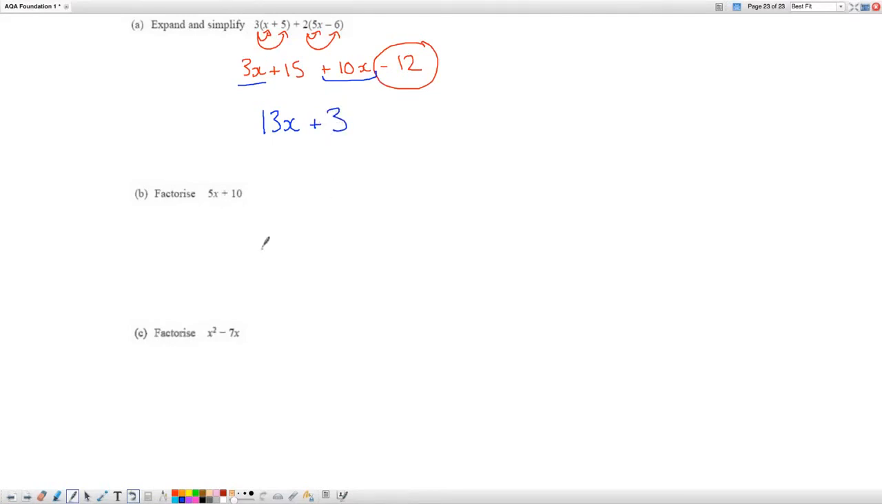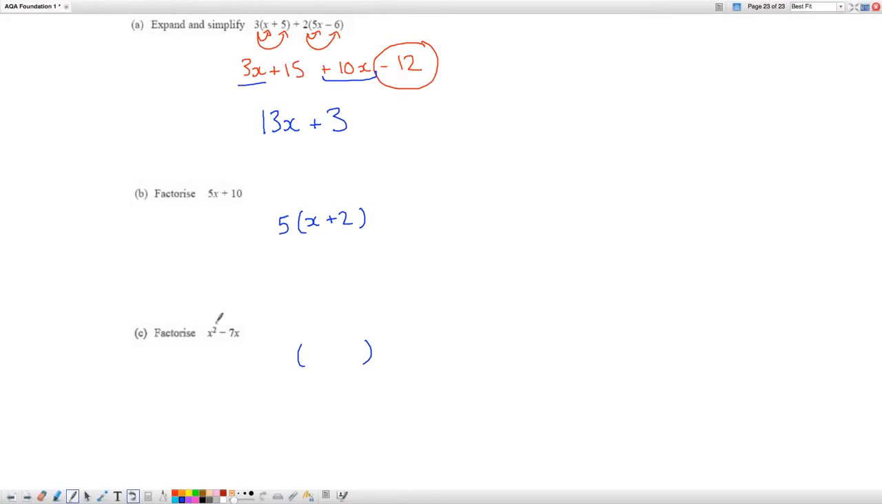Now in our next 2 questions we need to factorise. That means we need to insert the brackets. We're looking for what's common in both of them. You can see here we have the number 5 and 10. The highest common factor of 5 and 10 is 5. Therefore 5 goes outside the bracket. Inside the brackets, 5 times x makes 5x and 5 times 2 makes 10.